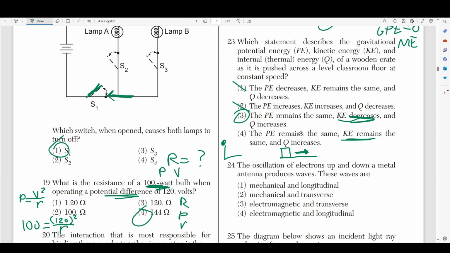So you could really eliminate this by realizing that because it's on a flat surface, there's going to be no instance of gravitational potential energy, right?